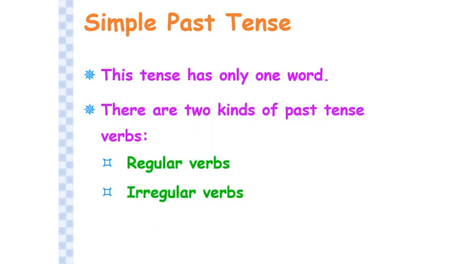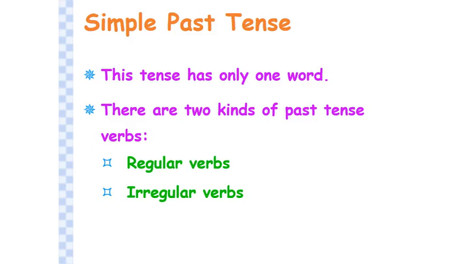Now students, when it comes to simple past tense, we need to take care of certain things, or we are supposed to know these things. First point is that this tense has only one form. There are two kinds of past tense verbs. When I say verbs, we have regular verbs and we have irregular verbs. Now it is necessary to understand what regular verbs and irregular verbs are.